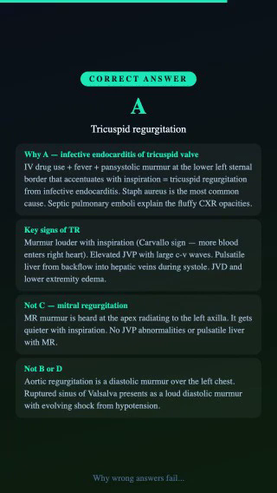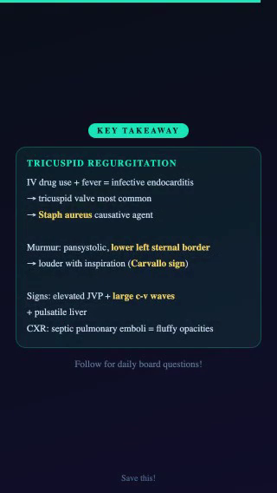Key testing point. Intravenous drug use plus fever equals infective endocarditis, most commonly of the tricuspid valve, with Staph aureus as the causative agent. Tricuspid regurgitation presents with a pansystolic murmur at the lower left sternal border that accentuates with inspiration. Carvalho sign. Additional findings include elevated JVP with large CV waves, pulsatile liver, and septic pulmonary emboli causing fluffy opacities on chest X-ray.